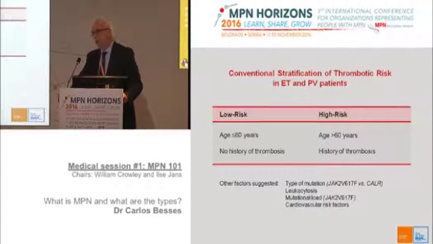How do we stratify the risk of thrombosis in ET and PV patients? In the same way, choosing just two clinical and easy variables: advanced age and history of thrombosis. This means that for a clinician, when the patient presents at least one of these two variables, the patient belongs to what we call high risk of thrombosis. And on the contrary, if the patient doesn't present any one of these, he's allocated to the low risk of thrombosis.